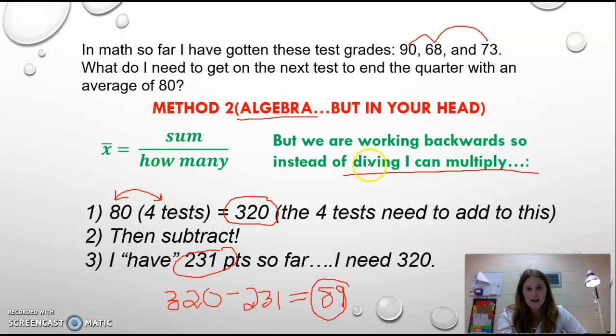And so here I just did all the algebra from the last slide in my head, where I realized, all right, the average is 80, but I have 4 tests, so instead of dividing, I multiply. 320 is the total. I earned 231 points so far. I subtract those two numbers, and I'm left with a score of 89 on my last test.